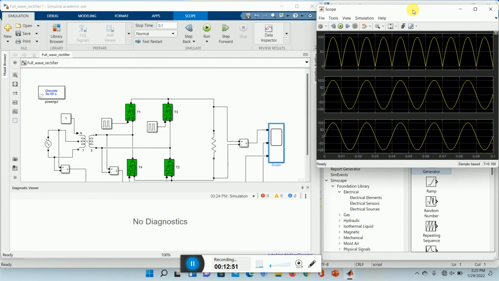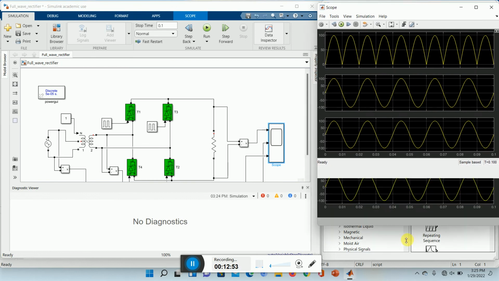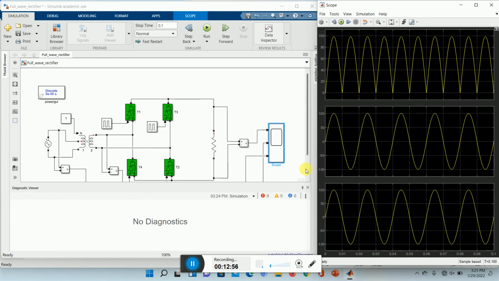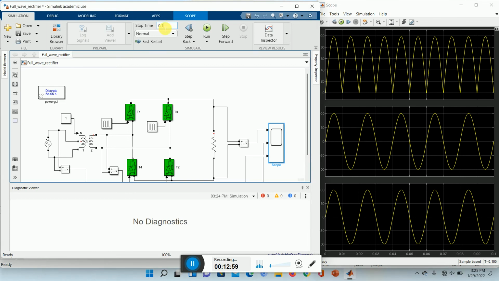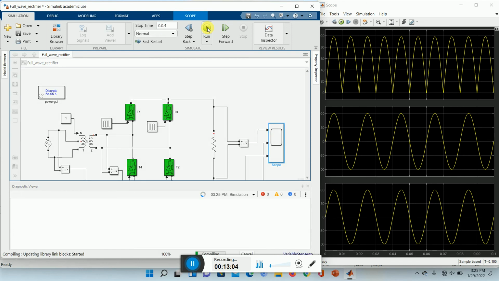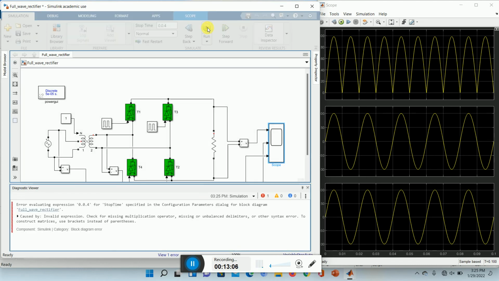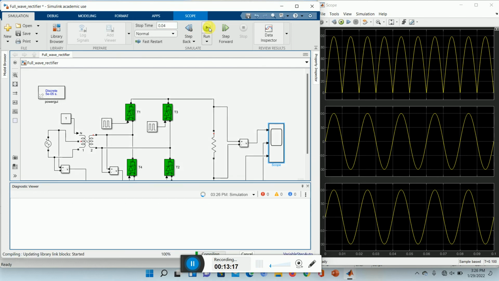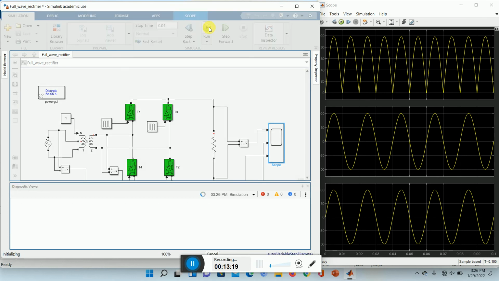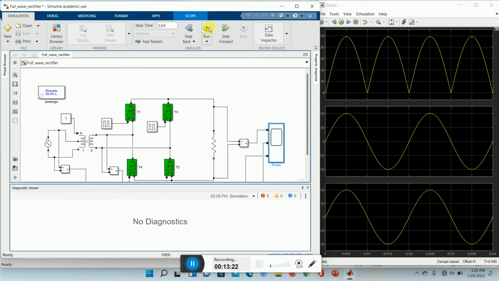Let's keep it in one window. Correct. And let us reduce this so that we can have a zoom of 0.04 seconds only. Now we can see it zoomed up. Now it is clearly seen. So we have two cycles and two outputs.